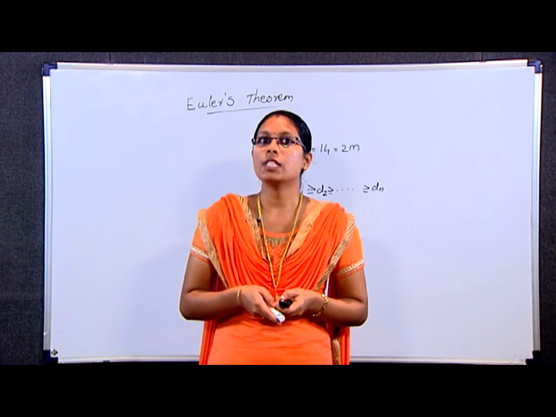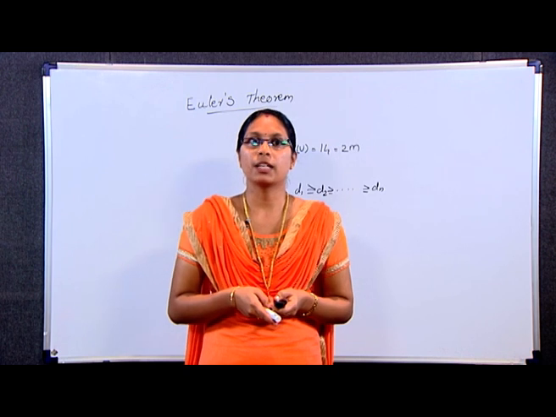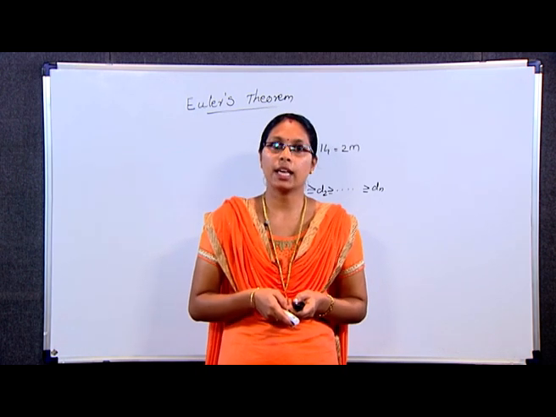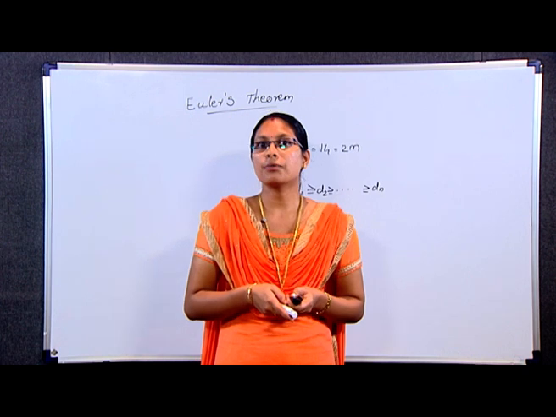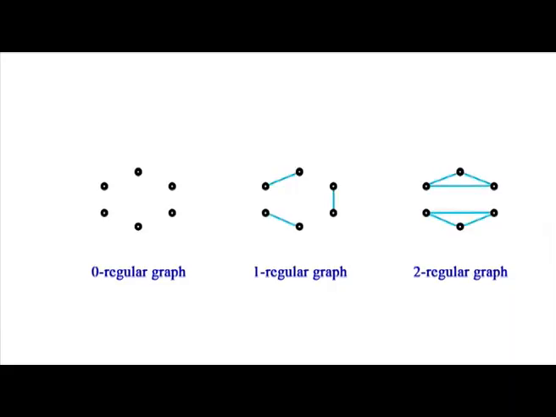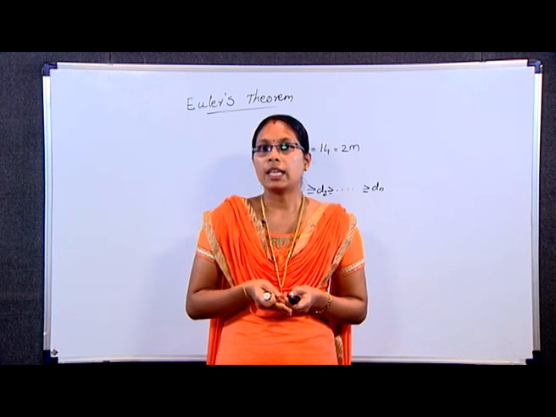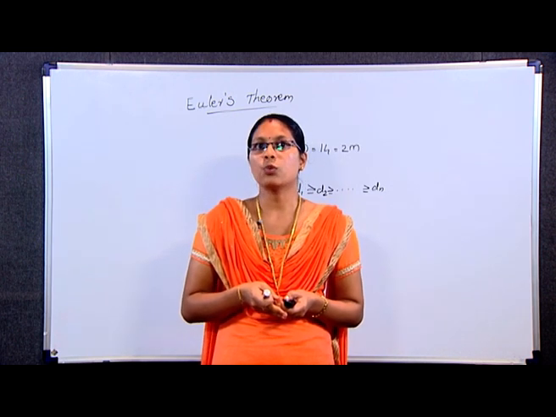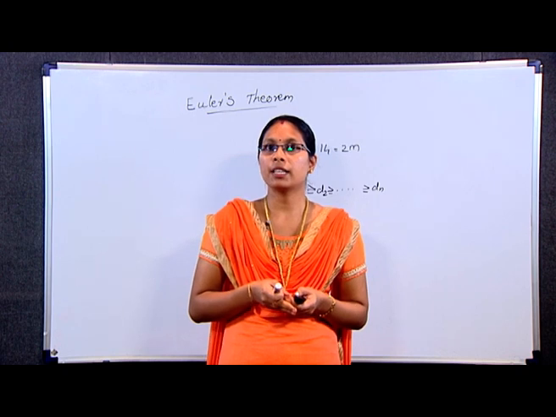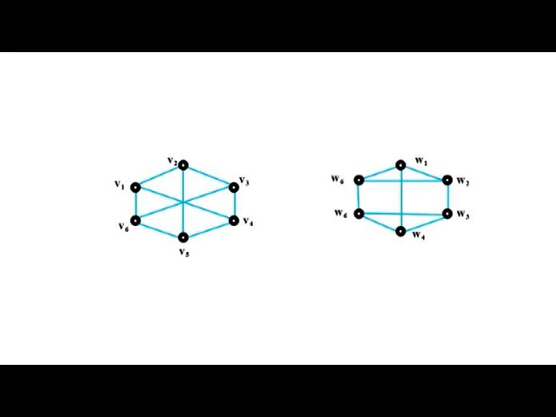If for some positive integer k, degree of v equal to k for every vertex v of the graph G, then G is called a k-regular graph. A regular graph is a graph that is k-regular for some positive integer k. Examples of a 0-regular graph, 1-regular graph and 2-regular graph. The complete graph Kn is (n minus 1)-regular, since each vertex is of degree n minus 1. The complete bipartite graph Kn,n is n-regular. Some 3-regular graphs are here.